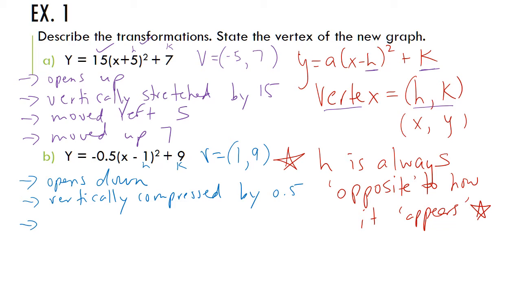And then we're going to write, so we took care of the negative. H, if it appears negative, it moves right. That's backed up by what we put in the vertex. So moved right 1. And my K value is 9. Moved up 9.